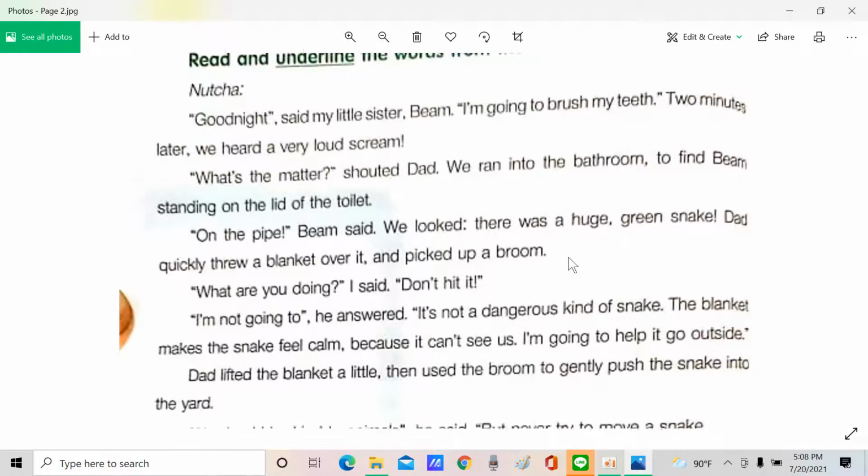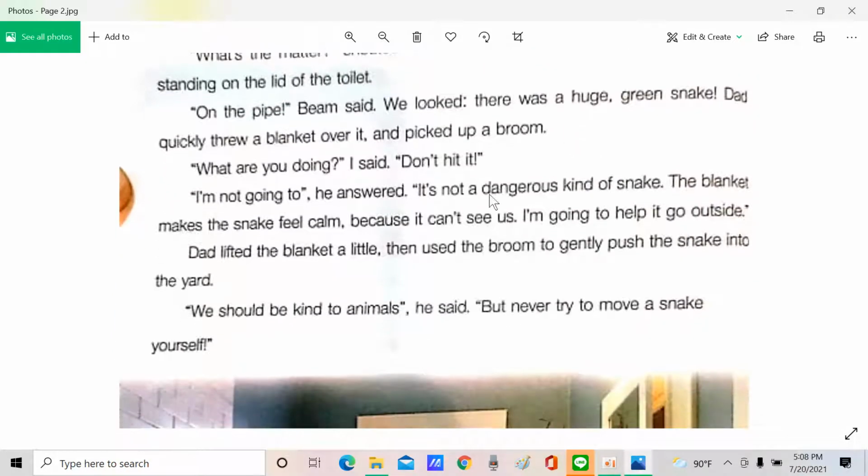So dad said it's not a dangerous kind of snake. Not dangerous, not scary. It's just like a house snake. It's not a dangerous kind of snake. So what's the purpose of the blanket? Why cover the snake? The blanket makes the snake feel calm. Because of the blanket that was covered over the snake's body, the snake would feel calm.